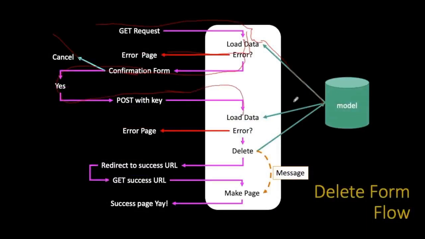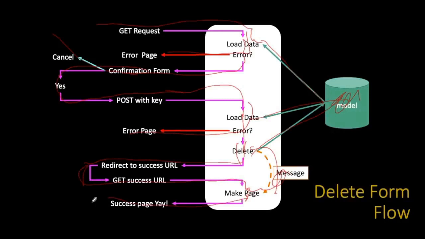So the first thing it does is it has to load the data again from the model. And then if that data is not there, they got the wrong key, then you send an error page out. And if you got the right key and the user has permission to delete the data, then you go talk to the model and you delete the thing, right? Then you put a congratulations on your deletion in a session or something. Then go with a redirect, because you can't respond with a 200. You got to respond with a 302. And then the browser immediately does a get on a success URL, pulls the message out of session, makes a success page with the message.